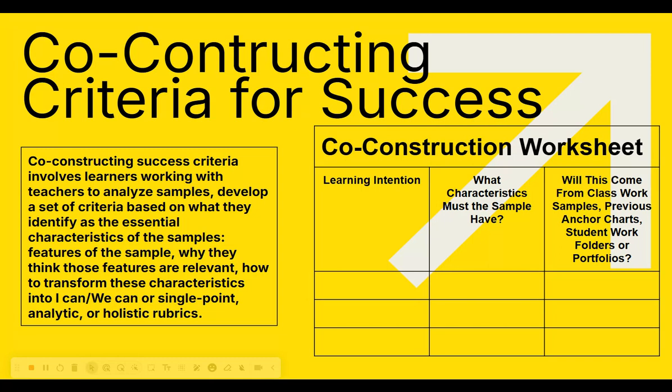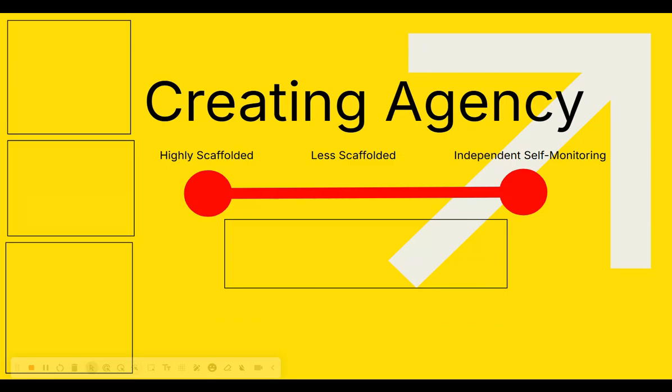So this is an example worksheet that you could use when you take a learning intention or objective of a lesson. You talk about what types of characteristics must it have in the sample for that success criteria, and where are they going to find this information to be able to co-construct this? Are they getting it from class work samples, previous anchor charts? Do they have student work folders or portfolios? Anyway, when you answer those questions, you can use this worksheet as a way to co-construct success criteria.